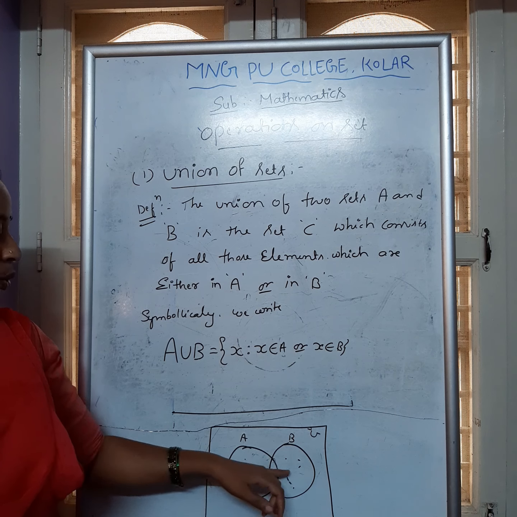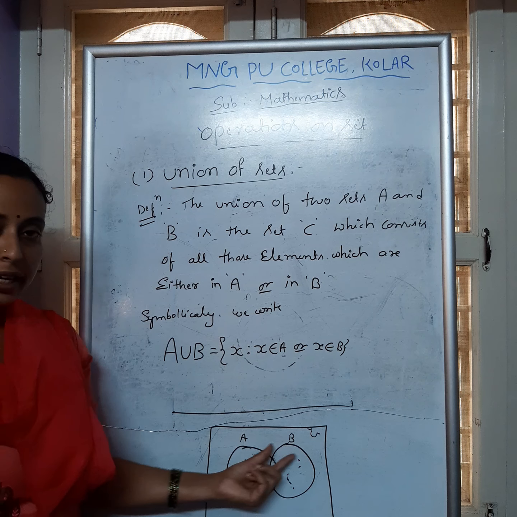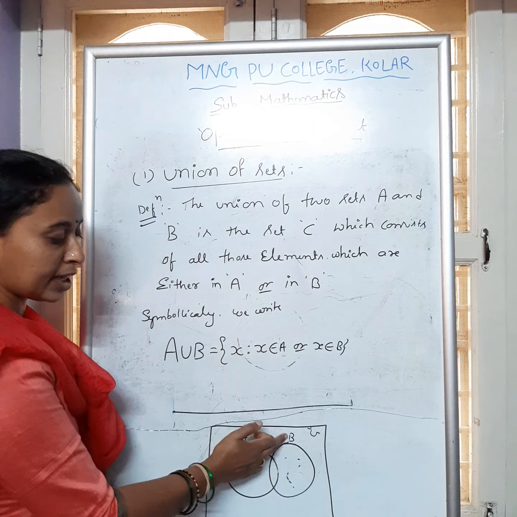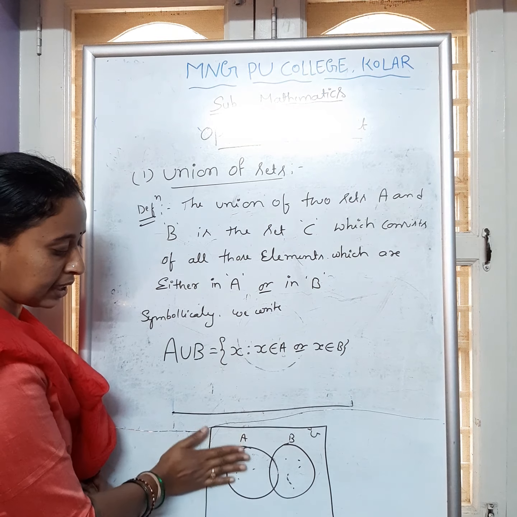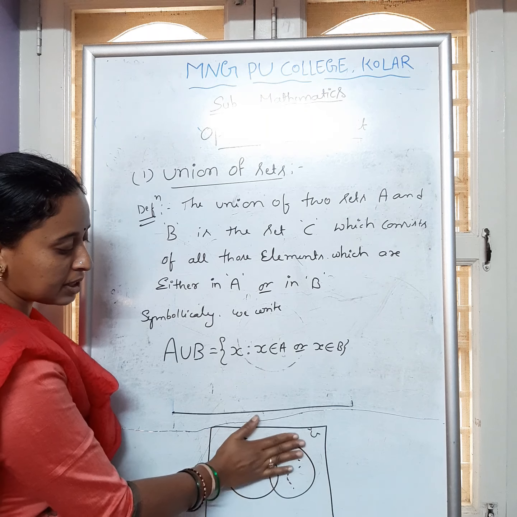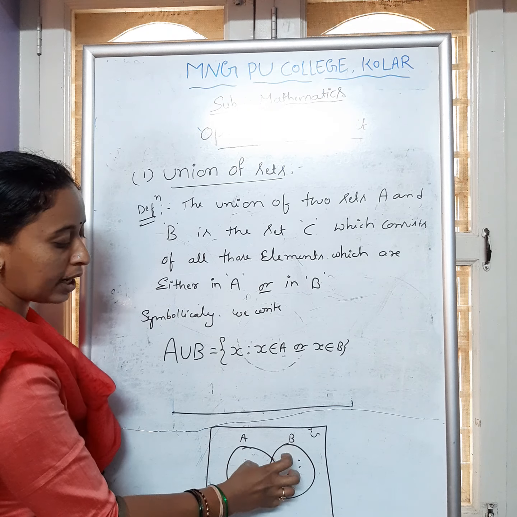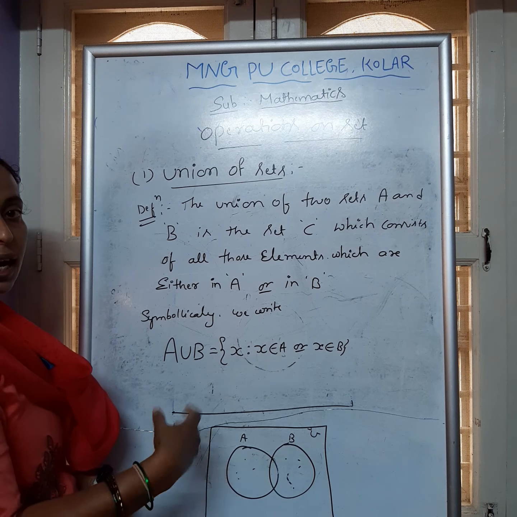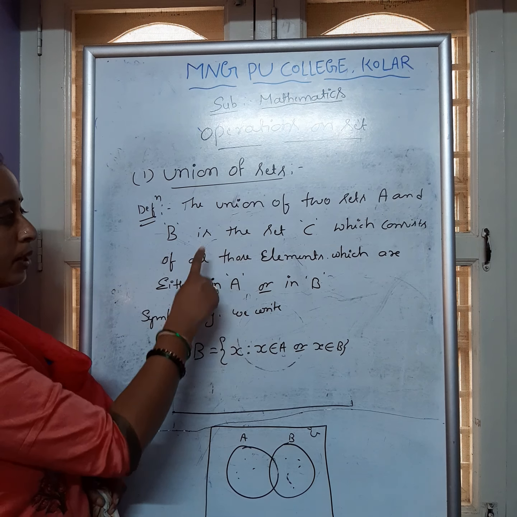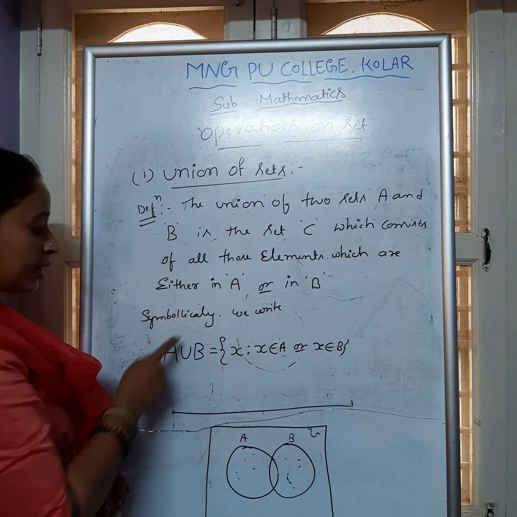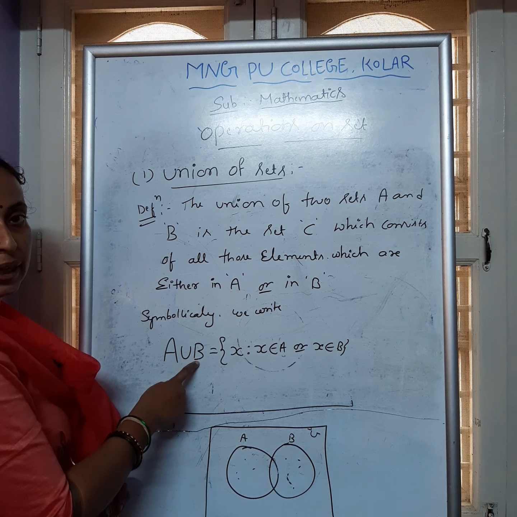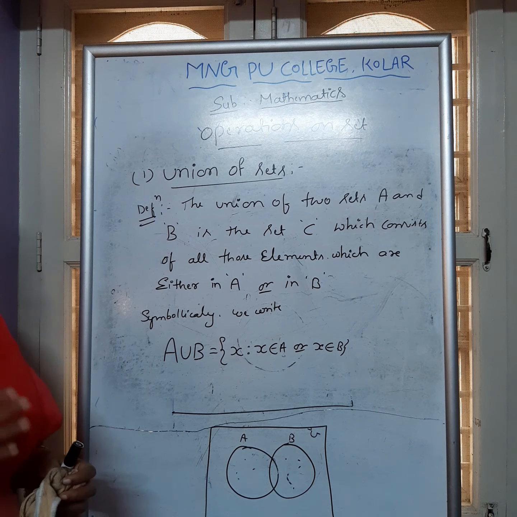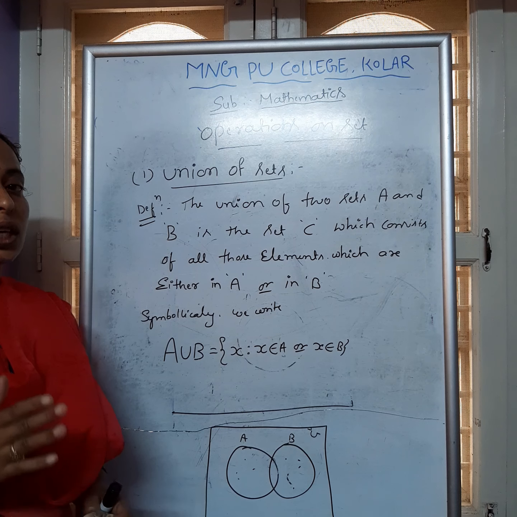So this is the union. Union means we collect all the elements in A and B. What are the elements in A and what are the elements in B? We should collect all those elements, and they become another set C. That is A union B, the solution of union of sets. Okay, this is the definition of the union of sets.